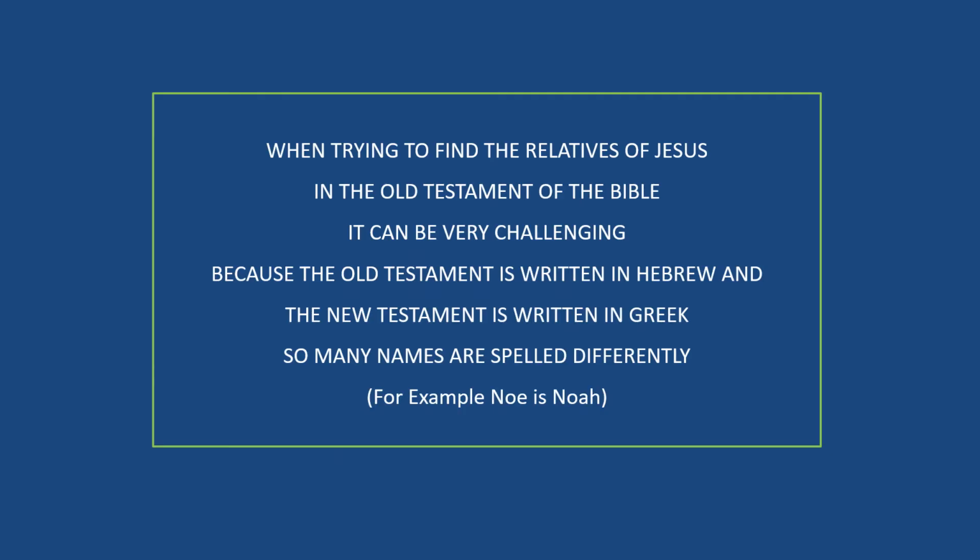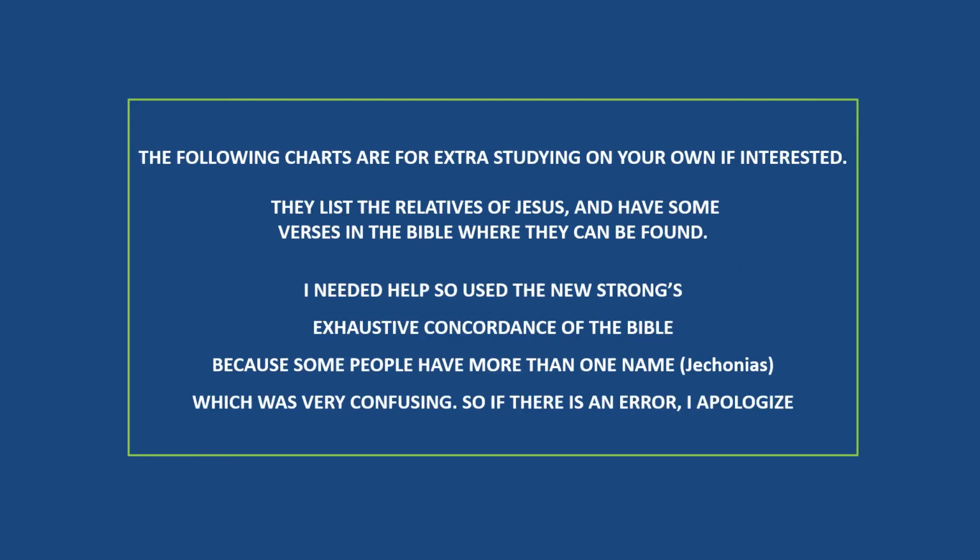When trying to find the relatives of Jesus in the Old Testament of the Bible, it can be very challenging because the Old Testament is written in Hebrew and the New Testament is written in Greek, so many names in the Gospels are spelled differently. For example, Noe is Noah.